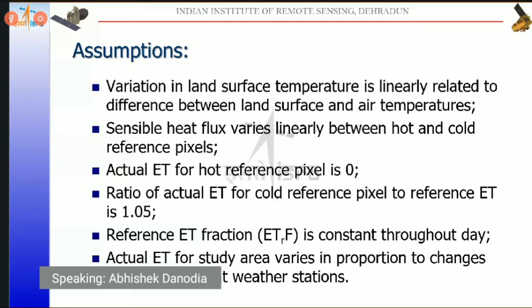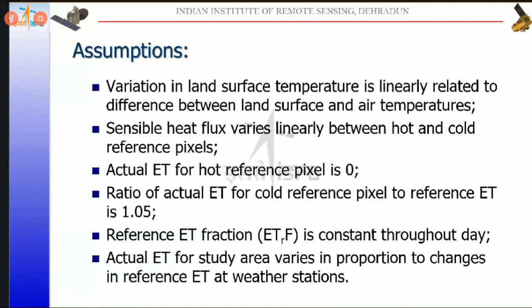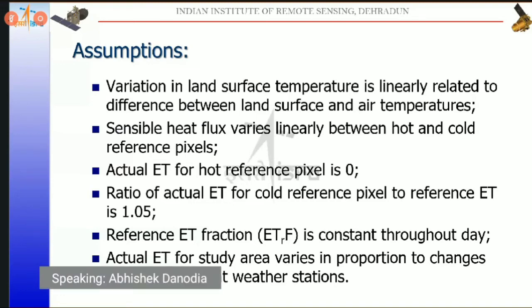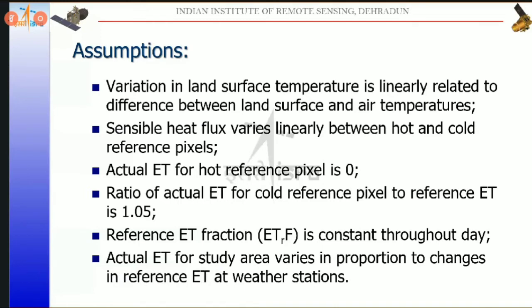Now, actual evapotranspiration for the hot reference pixel is 0, no doubt. And if you calculate the same for the cold reference pixel, it should be equal to the reference evapotranspiration, times 1.05, because sometimes the value exceeds 1. That is defined in the same FAO irrigation and drainage paper 56, as well as in various peer-reviewed journals regarding crop evapotranspiration estimation and validation. Then the reference evapotranspiration fraction, ETrF, is constant throughout the day, which you have to assume and define in terms of data sets.